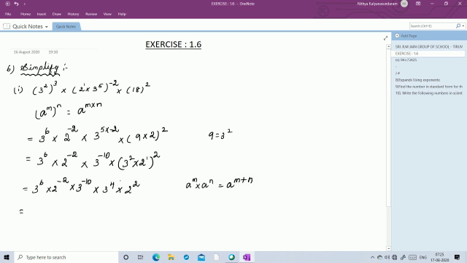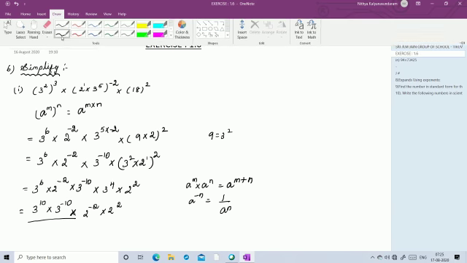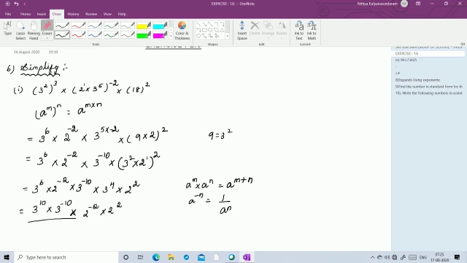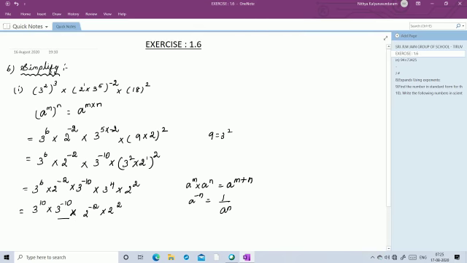If bases are same, powers we can add: a^m into a^n is a^(m+n). So we have 3⁶ and 3⁴. Bases are same, so you can add the powers: 3¹⁰ into 3^(-10) into 2^(-2) into 2². If powers are negative, a^(-n) we can write as 1 by a^n. So 3^(-10) we can write as 1 by 3¹⁰. Either you can write directly or, by using this identity, you can cancel.